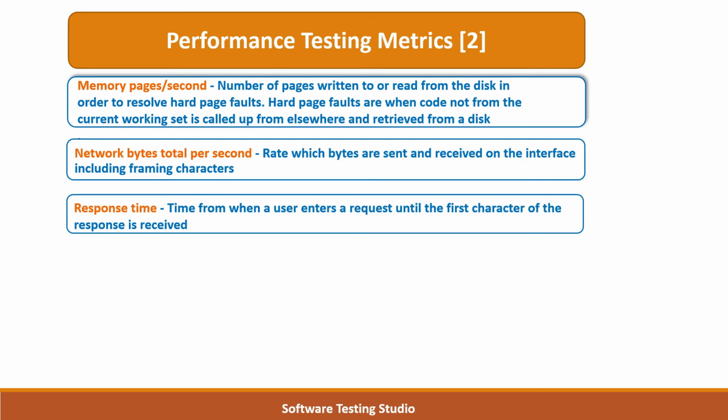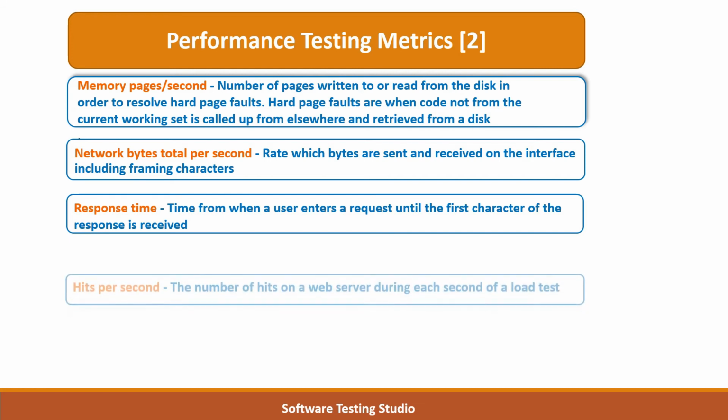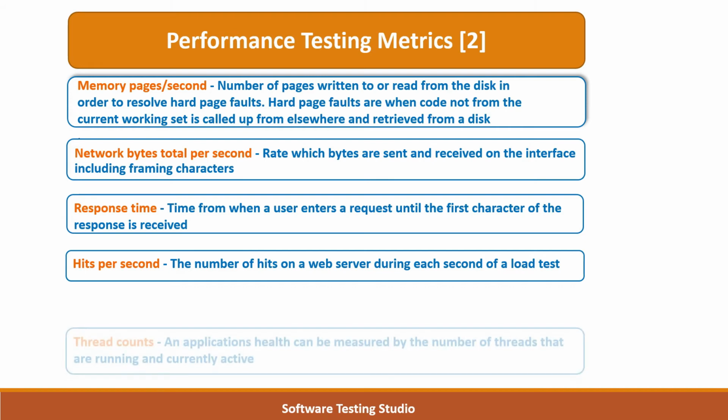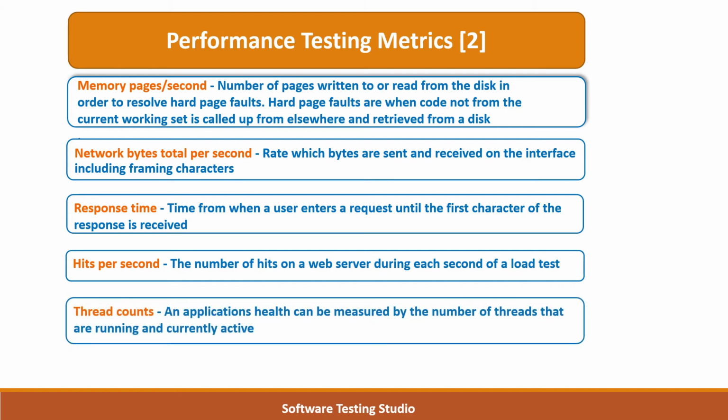Response time, the time from when a user enters a request until the first character of the response is received. Hits per second, the number of hits on a web server during each second of a load test. Thread counts, an application's health can be measured by the number of threads that are running and currently active. This is of course not an exhaustive list, but it highlights the key metrics that should be used.